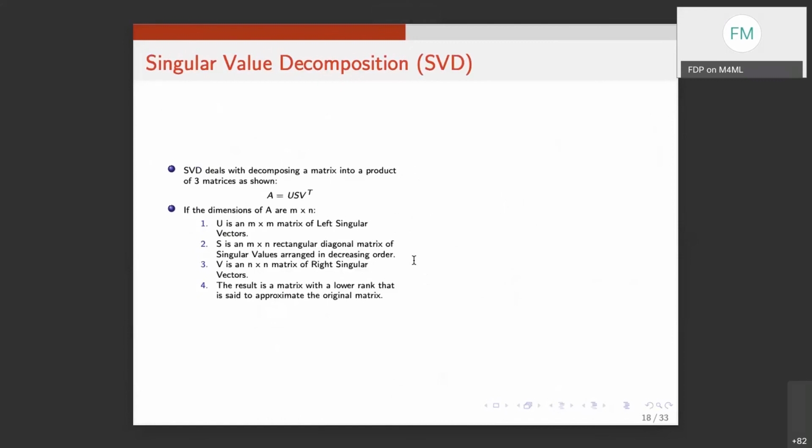Now, the next thing is singular value decomposition. This is another method used to decompose the given matrices. Now, how do I do this?